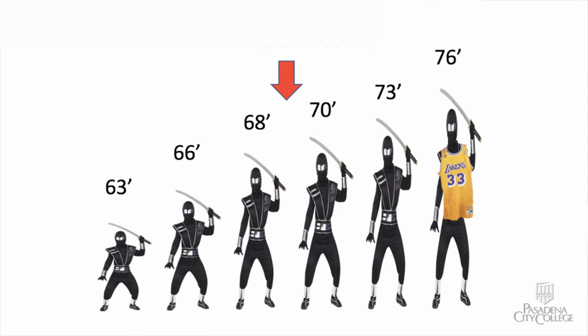In that case, we're going to add them up and find the average. So you're going to add them up and divide by 2. So it'll be 68 plus 70 divided by 2, we get 69. So 69 will be the median in this case.